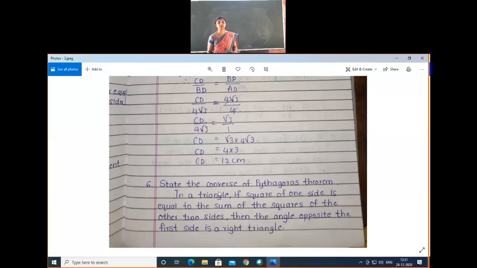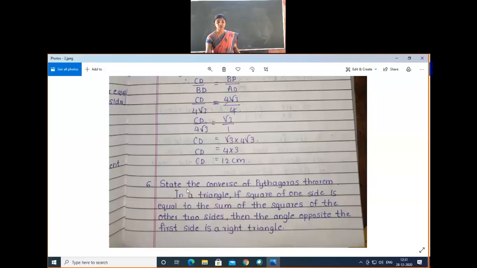Again, it's a definition part. State the converse of Pythagoras theorem. In a triangle, if the square of one side is equal to the sum of the squares of the other two sides, then the angle opposite to the first side is a right angle.